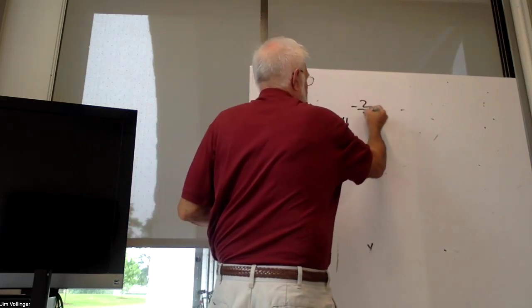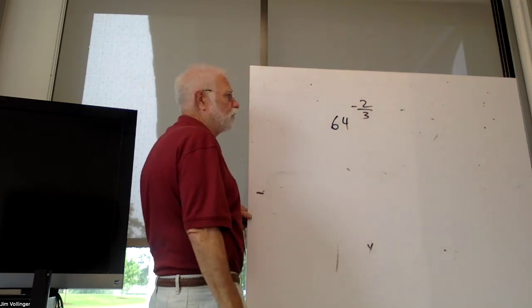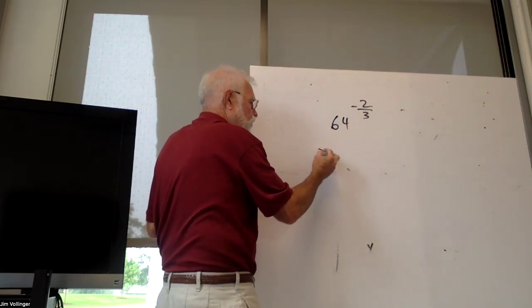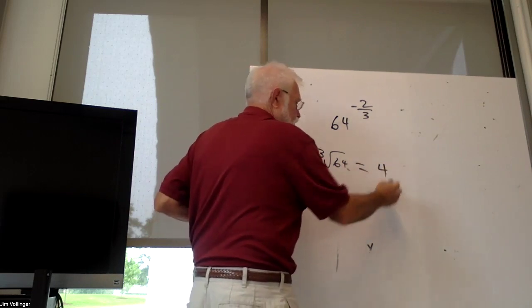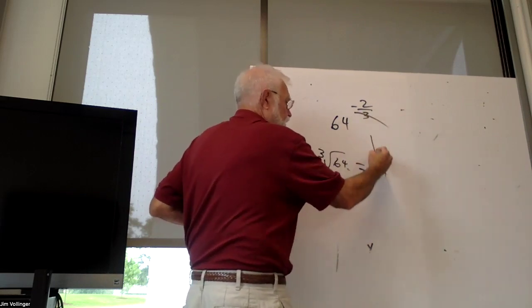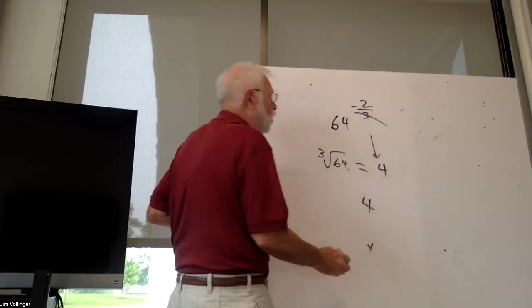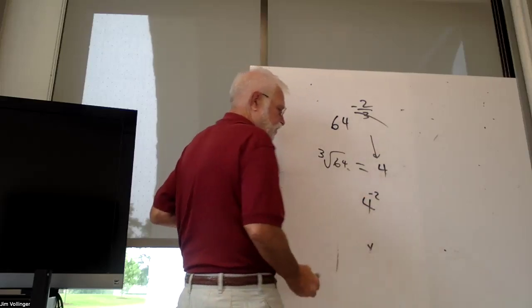64 to the minus 2/3. Right, so what are you going to do first? I hope you're going to do the cube root of 64, which is equal to 4. So I did that. It gives me this answer. And then I hope you're going to take 4 and do it to the -2.